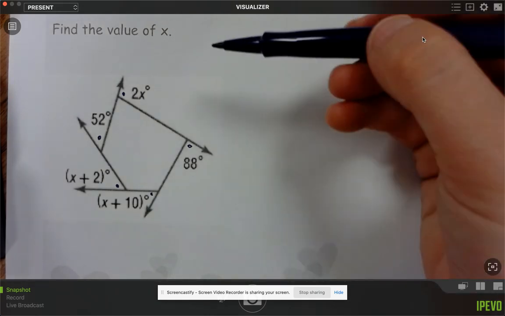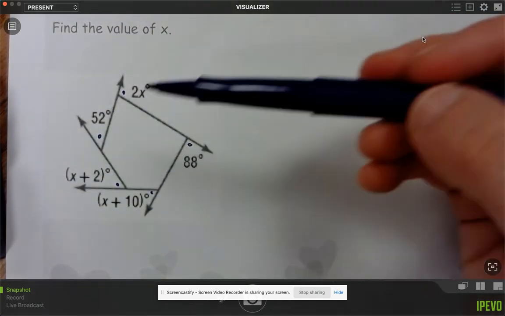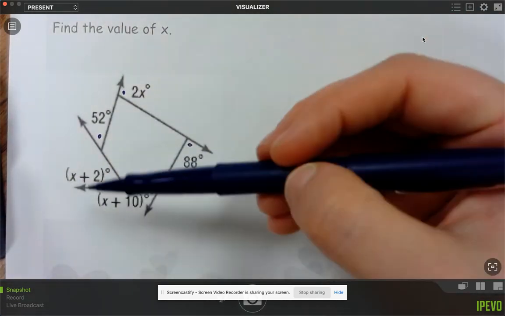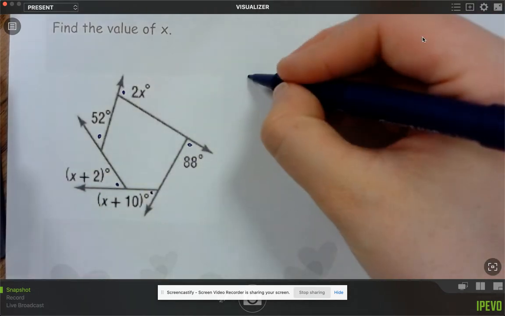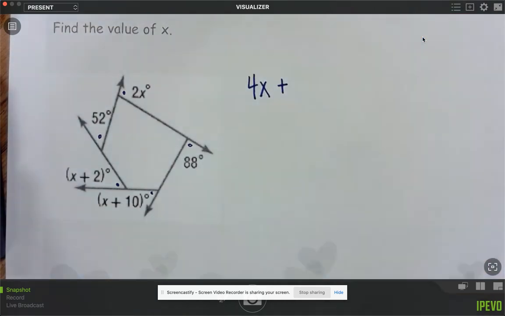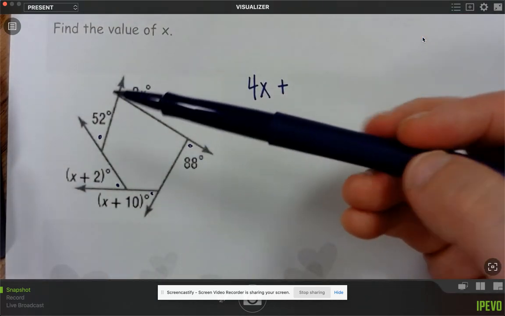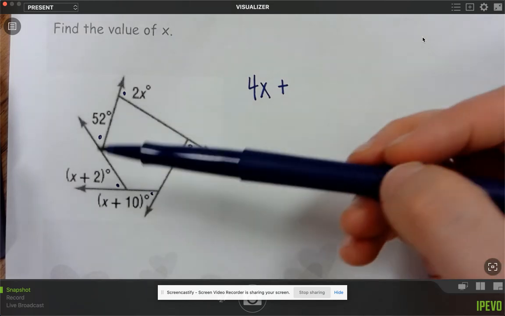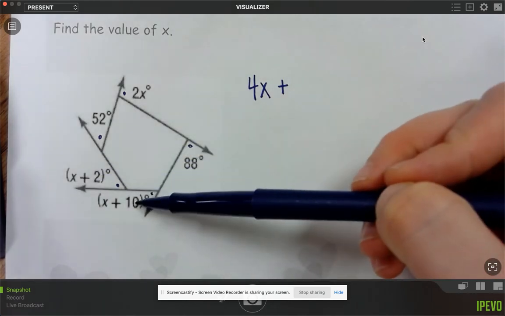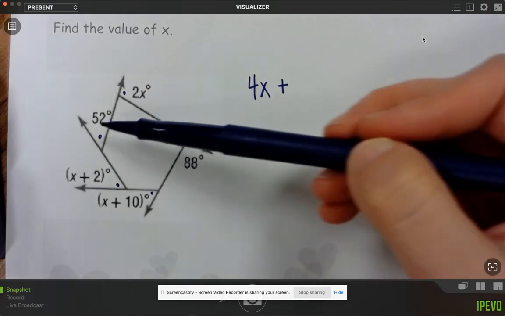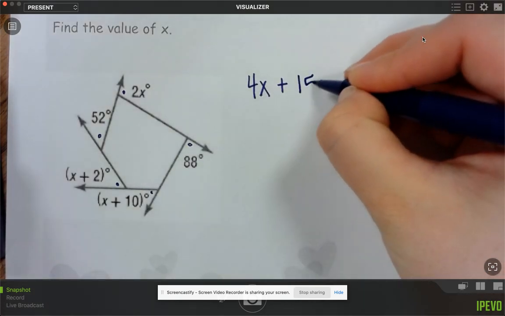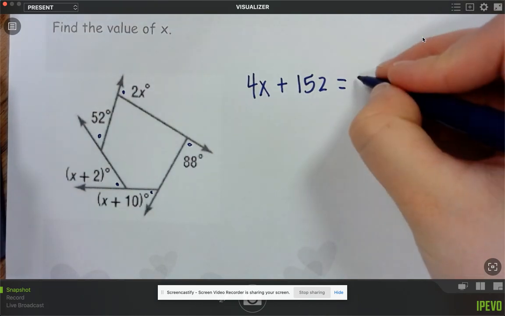So I'm going to kind of do a couple steps in one. Let's add our like terms as we go. So 1x plus 1x is 2x, plus 2 more x's is 4x. And now let's add all of our constants together. Let's see here. 2 plus 10 is 12, plus 88 is 100, plus 52 more is 152. And we just said they equal 360 degrees.